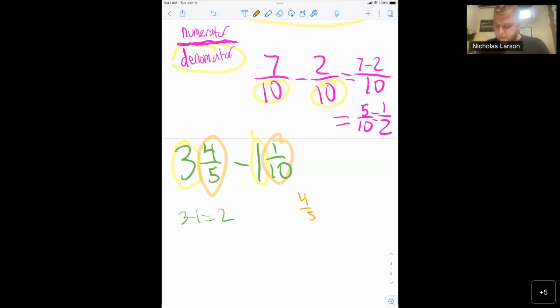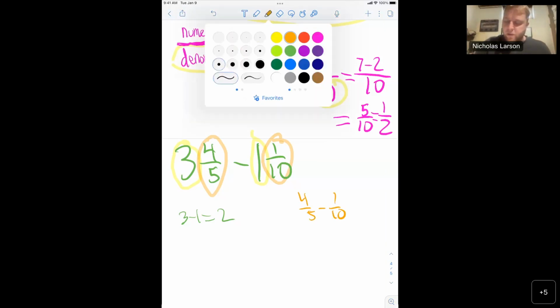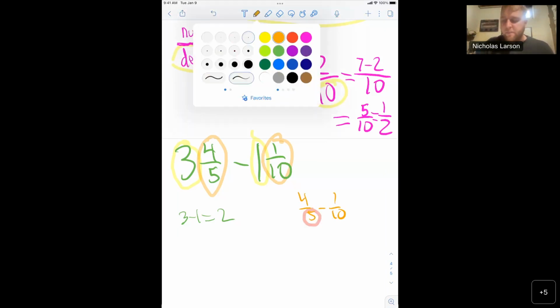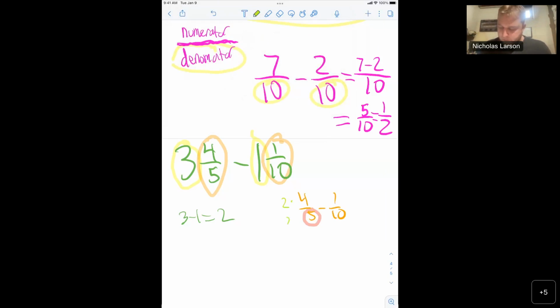So 4/5 minus 1/10, they do not have the same denominator. So I need to change one. And the easiest one that I can do to change is change 5 into a 10. So I'm going to multiply the top and the bottom by 2. Okay, so 2 times 4 is 8. 2 times 5 is 10. And now I can do 8/10 minus 1/10 and get 2 and 7/10. So my answer would be 2 and 7/10. Again, the key, you need a common denominator.